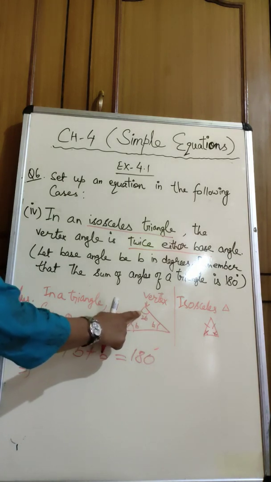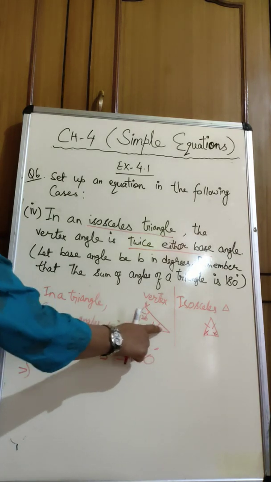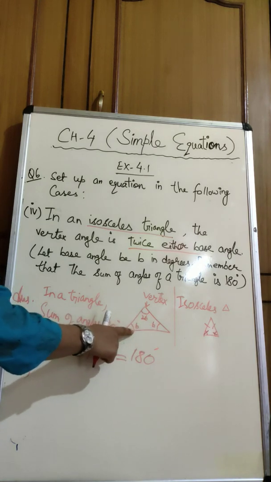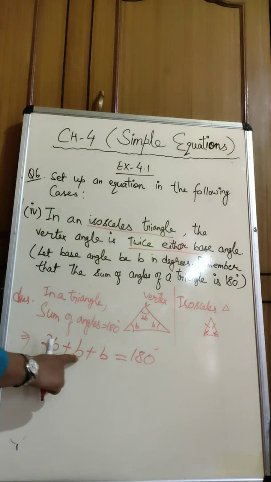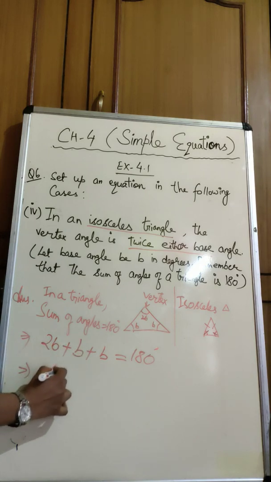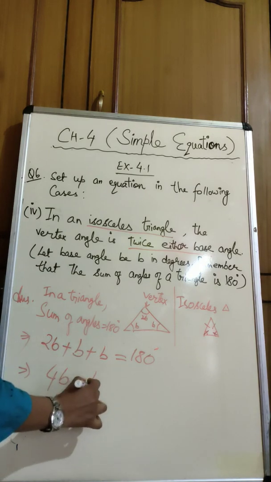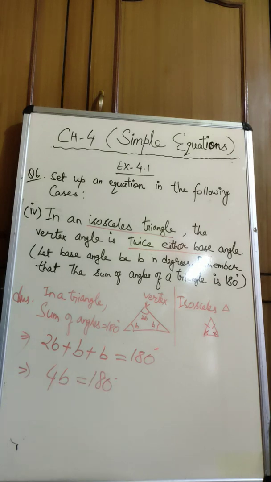So this angle is 2B, this angle is B, this angle is B. So 2B plus B plus B equals 180 degrees. 2B plus B plus B, how much? 2B, and this is 1B and 1B. 2, 3, 4. Total how much? 4B is equal to 180 degrees. So this is the required equation.